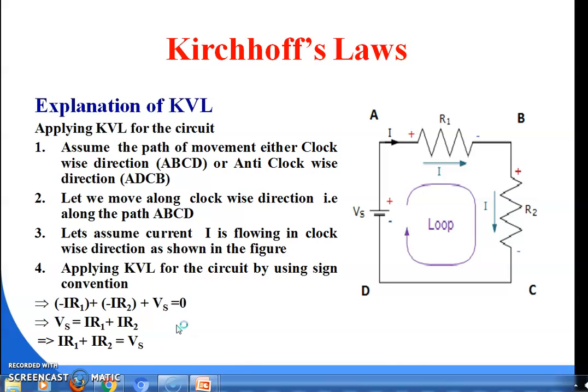So applying KVL for this circuit by using sign convention, we will get minus IR1 minus IR2 plus Vs is equal to 0. Vs is the supply voltage. So this implies Vs is equal to IR1 plus IR2. That means IR1 plus IR2 is equal to Vs.